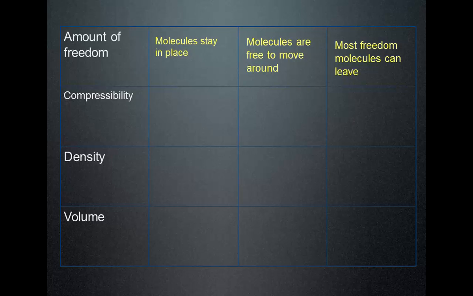Compressibility is how much you can compact the atoms within that state. Solids, it's almost impossible to compress because they're already tightly packed together. It's also very difficult to compact a liquid because molecules are still pretty close together. They have more freedom of movement, but they're still pretty tightly packed. Gases, however, are easy to compact. They can be compressed down to a great degree.